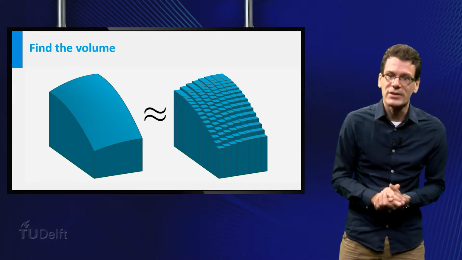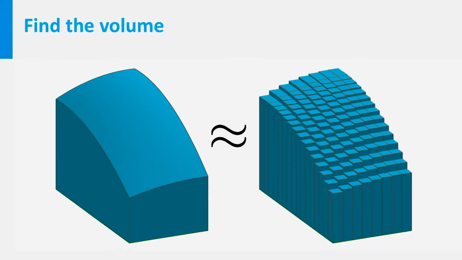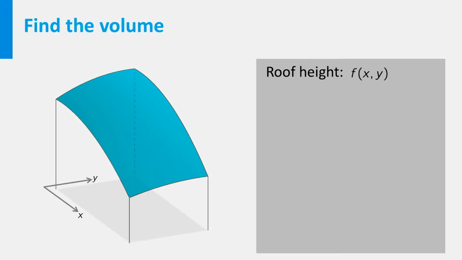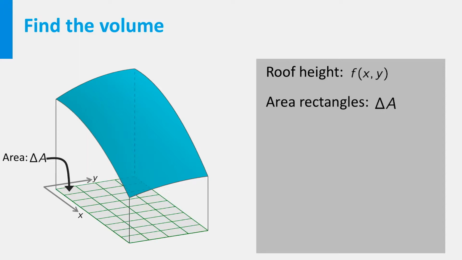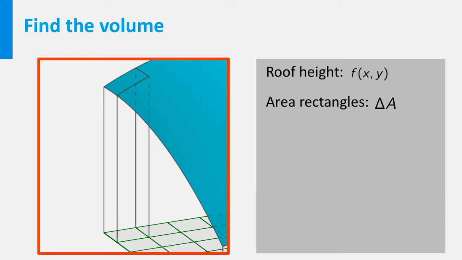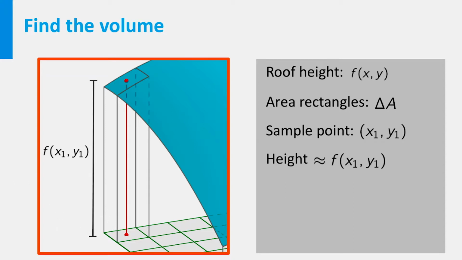Let's make this idea more precise. We introduce coordinates x and y on the base of the building. Then the height of the roof is a function f of x and y. Now we divide the floor into small rectangles, say of area delta A each. Let's zoom in to one such rectangle. We can draw an imaginary column between this rectangle and the roof. Pick a sample point in the rectangle, say with coordinates x1, y1. Then the height of the column is roughly equal to f of x1, y1.